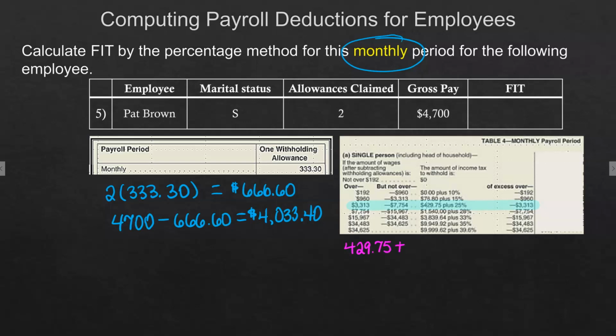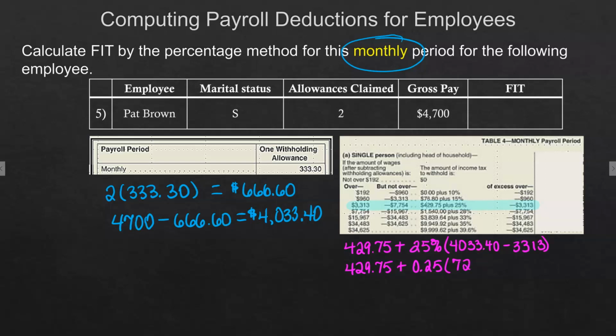$429.75 plus 25% of the excess over $3,313. So we take the pay, the taxable wages, and we subtract $3,313, and that's what we'll be taking 25% of. So we just keep this number until we get finished with the calculations over here. So it's going to be 0.25 in decimal form. When we subtract, we have $720.40.